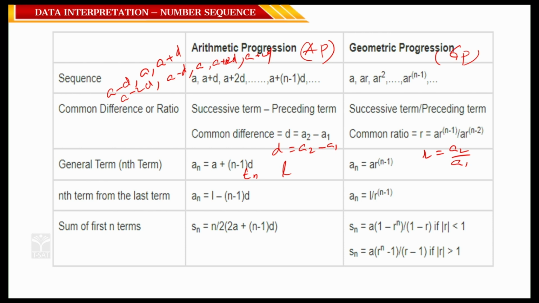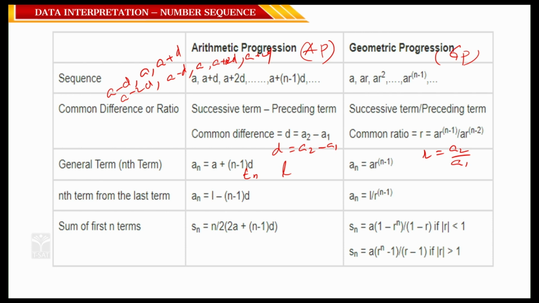Is that clear? When you come to the geometric progression, the nth term an is equal to a of r to the power of n minus 1. Here a is the first term, r is the common ratio and n is the number of terms. That's the comparison between the general term of arithmetic progression and geometric progression. Okay. Now coming to the nth term or the last term, I already said the nth term and last term will be the same.